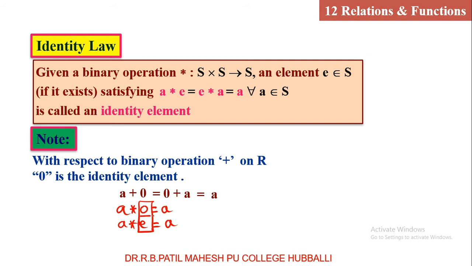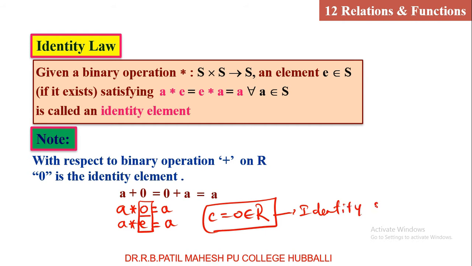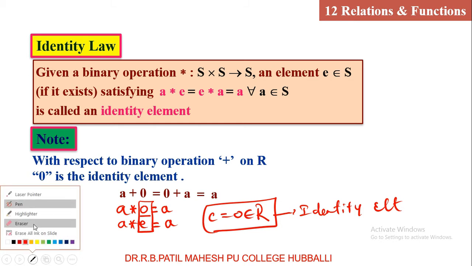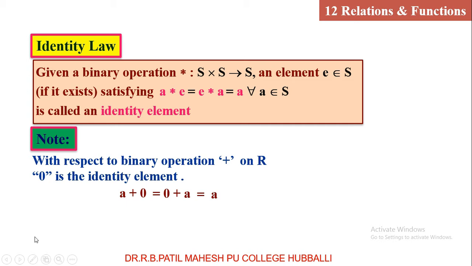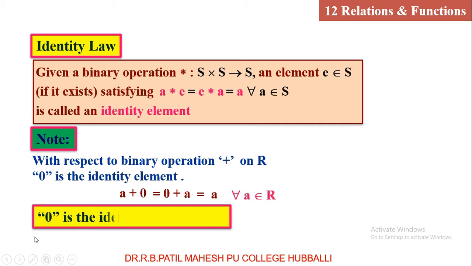So the value of E is equal to 0, which also belongs to the set of real numbers, and we call it the identity element. Hope you are all understanding. Identity element is nothing but A star E is equal to A, or you can say E star A is equal to A. Either one you can check, not compulsorily both. Therefore, 0 is the identity element for the operation plus on the set of real numbers.